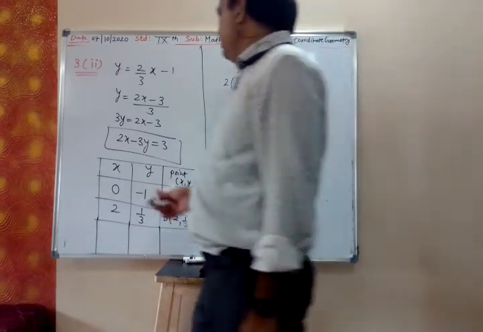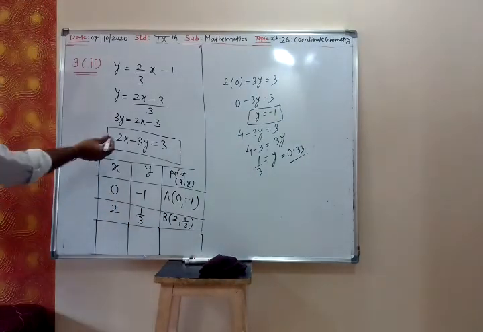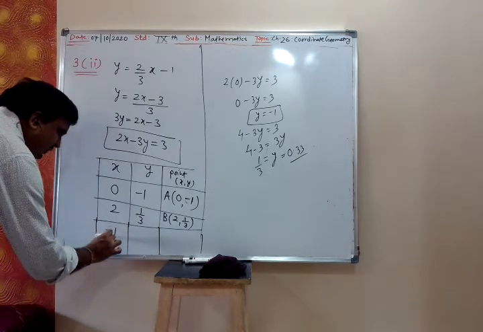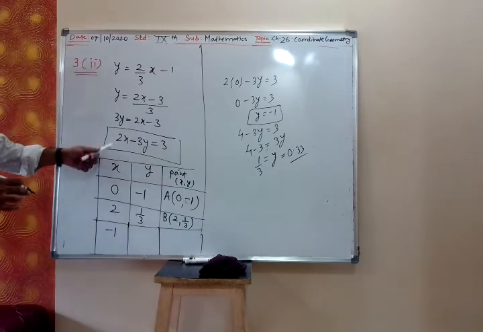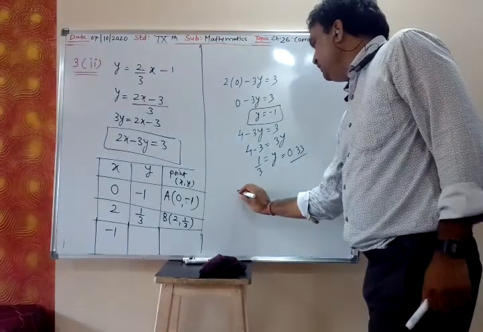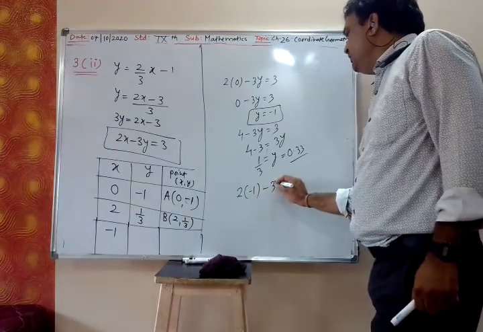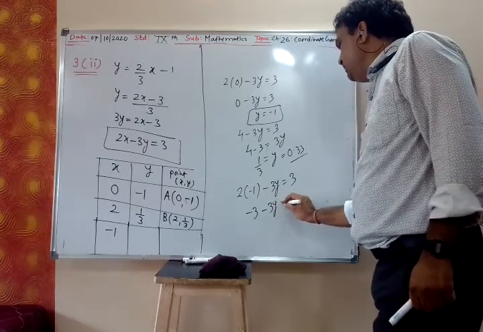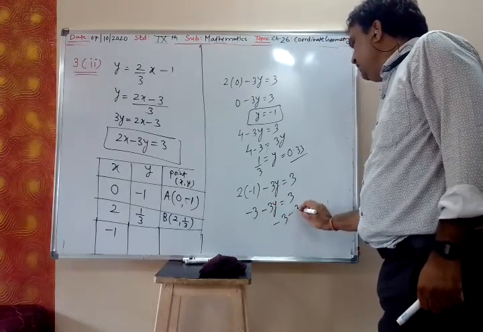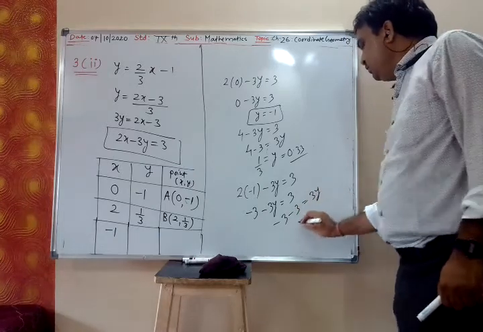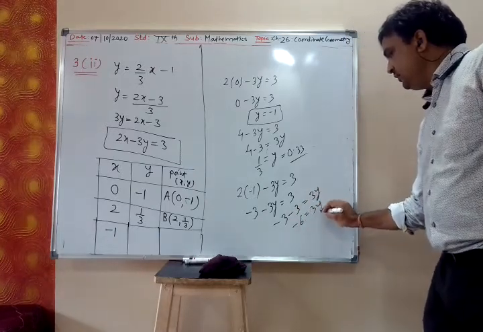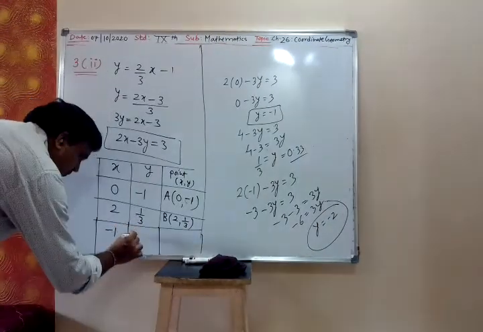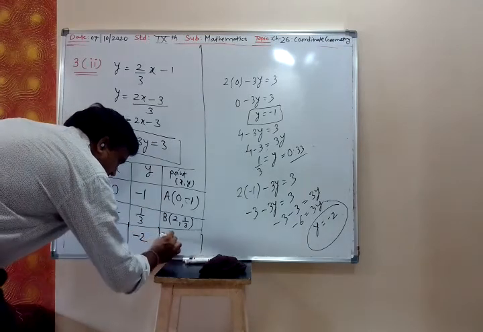So now get another point. Let us take one negative value. When x is minus 1, solve this. 2 into minus 1 minus 3y is equal to 3. So minus 2 minus 3y is equal to 3, so minus 6 is equal to 3y. So y is equal to minus 2. So you get the point C, minus 1 comma minus 2.